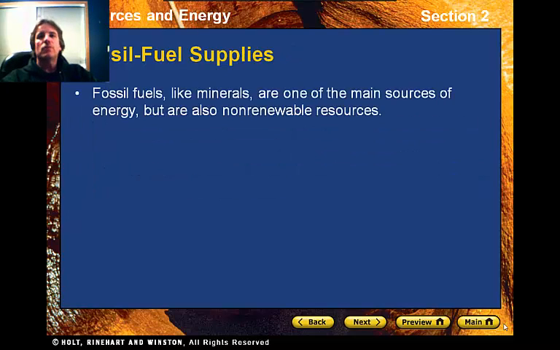Fossil fuels, like minerals, are one of the main sources of energy, but they are also non-renewable. So once they're gone, they're gone. Once we use them up, we won't have them again.